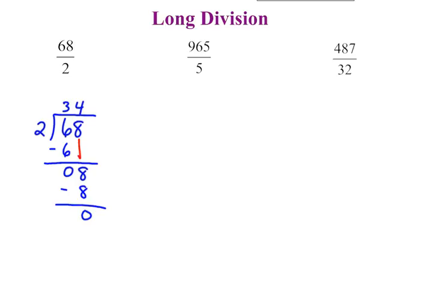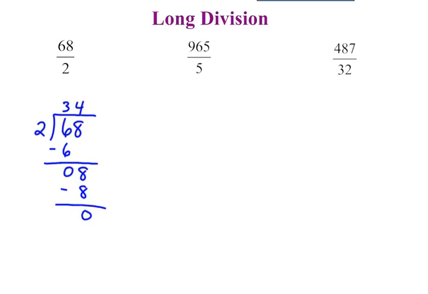Then we bring down the 8. So we have the number 8. And we ask ourselves, how many times does 2 go into 8? And we put the answer right there. It goes into 8 4 times. Then we multiply 4 times 2, and we get 8. And we subtract them, and we end up with a remainder of 0. So this means that 68 divided by 2 equals 34. It means that 2 goes into 68 a whole number of times. It means 2 is a factor of 68. All of those pieces are important.